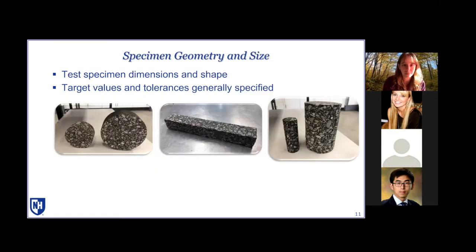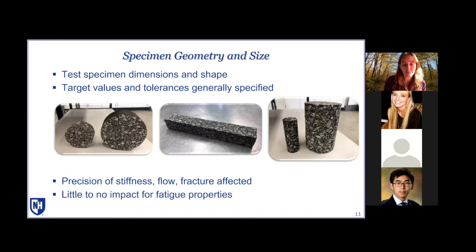Specimen geometry and size. Again, there are typically target values and tolerances specified for the different performance tests. Precision of stiffness, flow, and fracture properties does tend to be affected by specimen geometry and size, but for fatigue properties, there's little to no impact within specific ranges. So again, it really depends on what properties you're looking at.